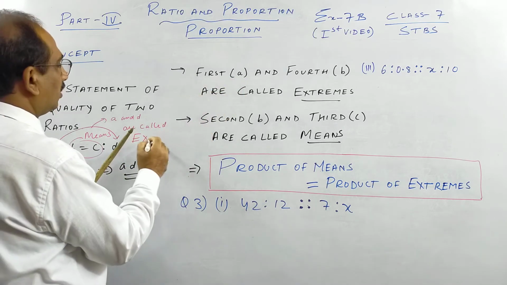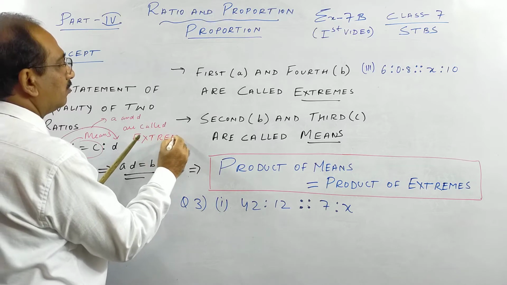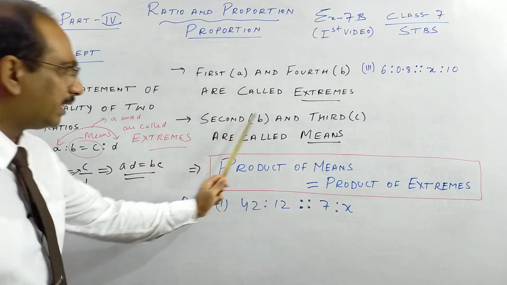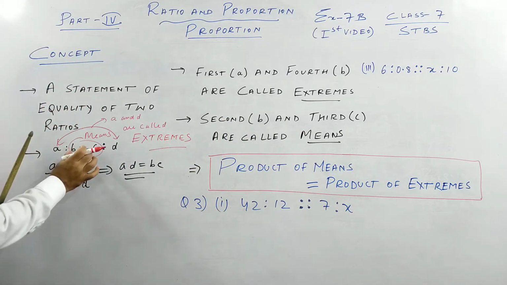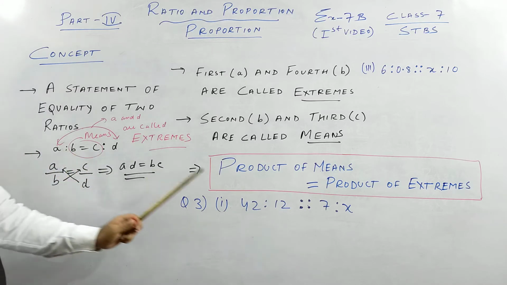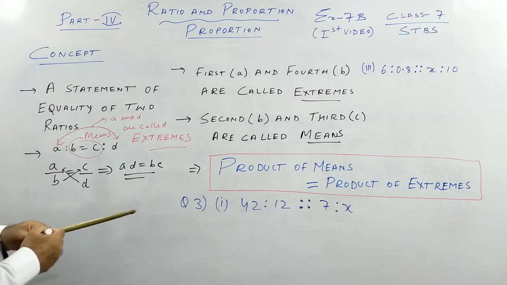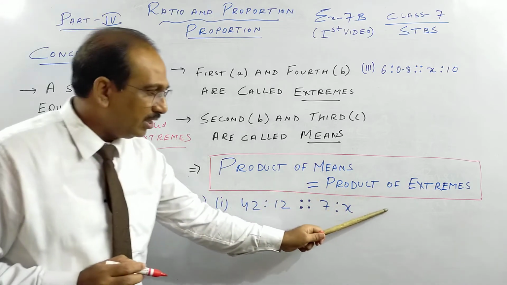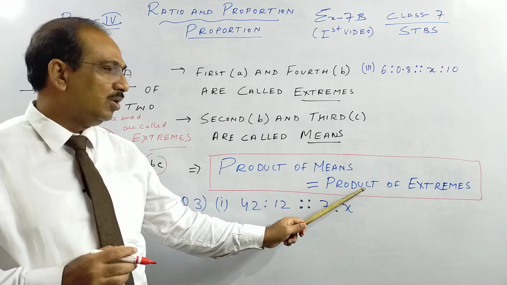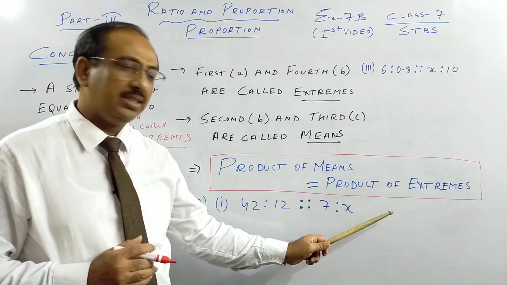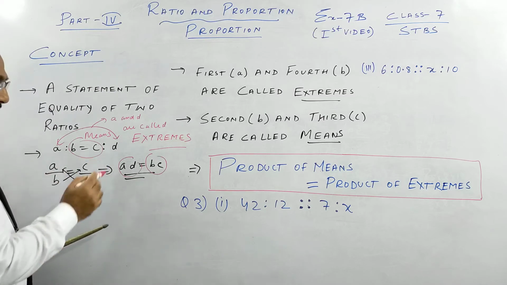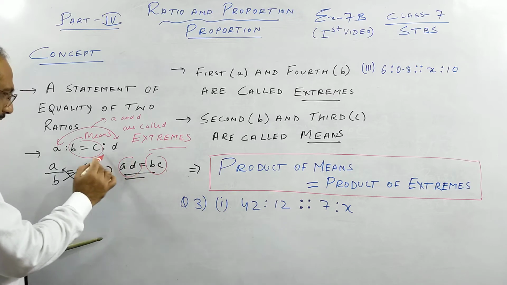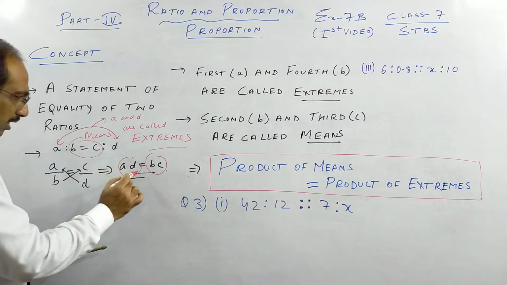So see here, same thing I have written. First and fourth term are called extremes. Second and third term, which are in the middle, are called the means. And the most important thing we learn, the product of means is equal to the product of extremes. A very important thing to do most of the questions in this exercise, children. Product of mean is B into C, and product of extreme is A into D.